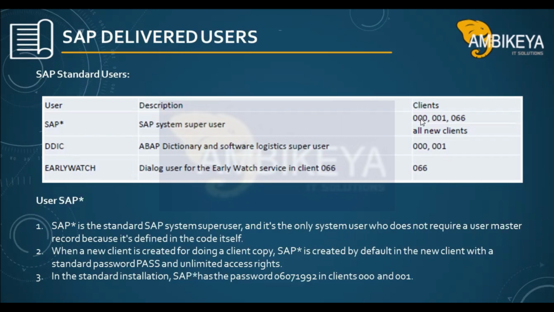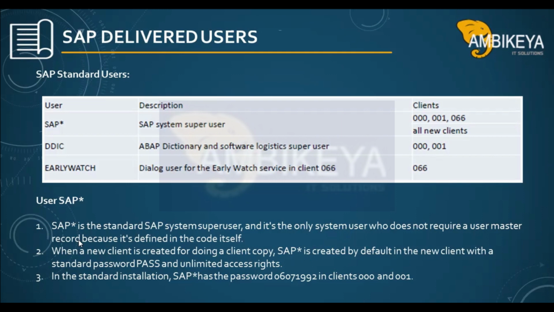SAP* is available in clients 000, 001 and 066. With newer releases, S/4HANA, we don't have this 066 client concept. We only have clients 000 and 001. SAP* is available with all clients. DDIC is only with 000 and 001. EarlyWatch is for 066. So here, from S/4HANA, you can see it's not needed. We don't have any concept of client 066 with S/4HANA.